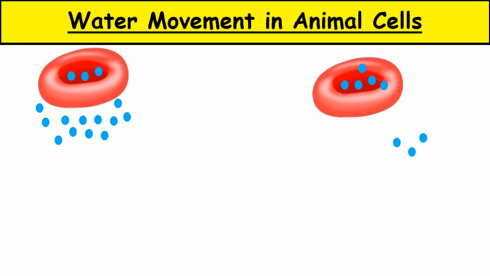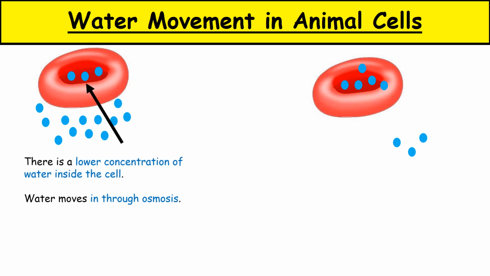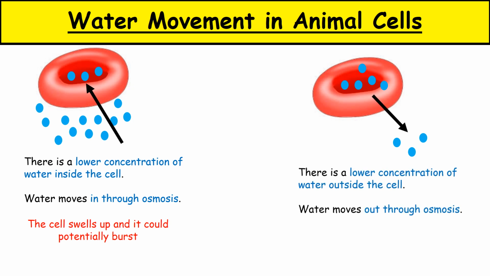Okay, so let's have a look at the animal cell. This is a red blood cell, and I know that because it's got a biconcave shape. Here we've got 3 particles in on the left, and we've got many particles outside. And then on the right, we have got more particles inside than we have outside. So you would need to say there's a lower water concentration inside the cell, so the water would move into the cell via osmosis. The cell could eventually swell up and it could then potentially burst.